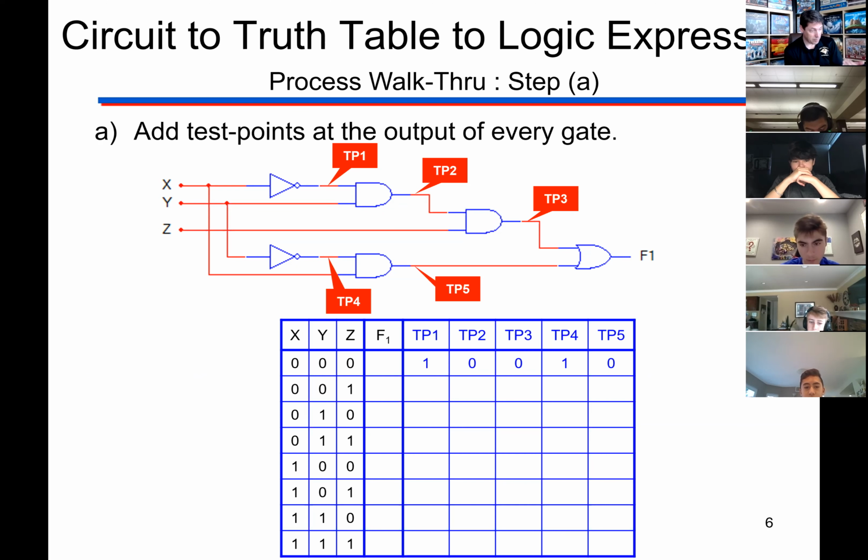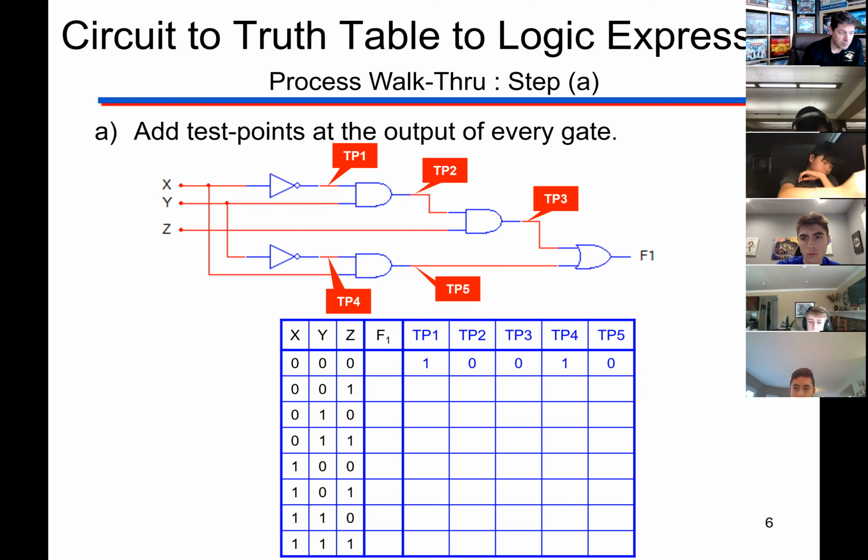And you can see for the inputs, the X, Y, Z inputs, those 3 columns can just automatically be filled in. We have 3 inputs, so that means we're going to have 2 to the 3rd power outputs, or not outputs, but 2 to the 3rd power combinations. And so we should count from 0 to 7 in binary. And so if you look at the rows, we got 0, 1, 2, 3, 4, 5, 6, and 7 counts. And then we've got our column for the output, which we're going to figure out. And then we've got a column for each test point.